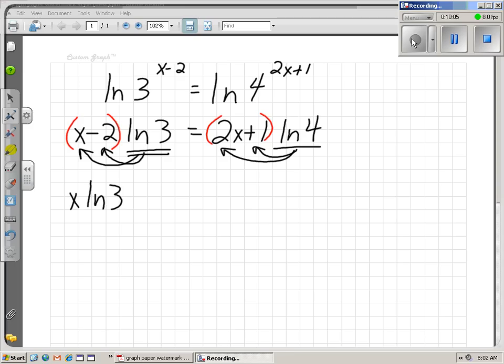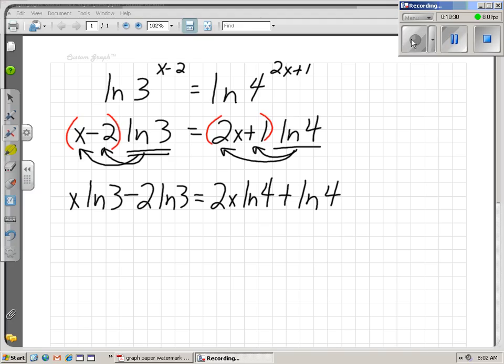So x times natural log 3 is just x natural log 3 minus 2 times the natural log 3. So I just distributed the natural log 3 to both the x and the negative 2. Over here I have 2x natural log 4 plus, and now multiply the 1 times natural log 4. Well, 1 times natural log 4, that's just natural log 4.